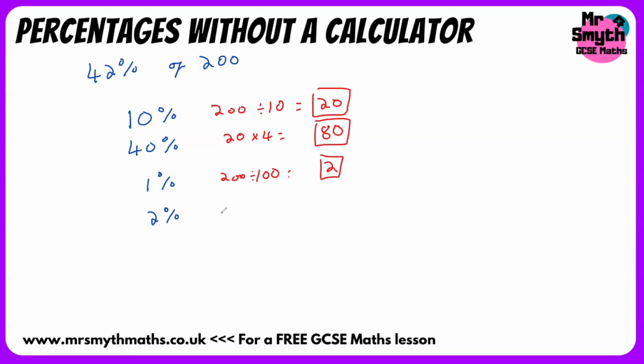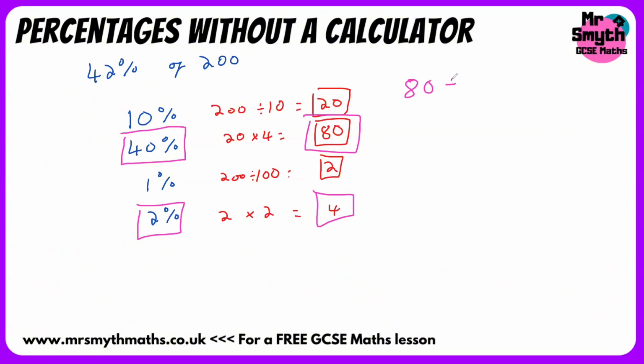Okay, but then we want 2%. So we're going to take the 2 we just worked out, and we're going to multiply it by 2, and that's going to give us 4. So the final thing to know is, we want 42%, which we can get by adding the 40% and the 2%, which means we're after the 80 and the 4. So we can just say this is 80 plus 4, and therefore this is 84. So this would be 84.